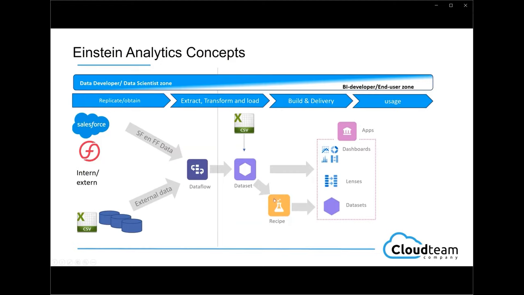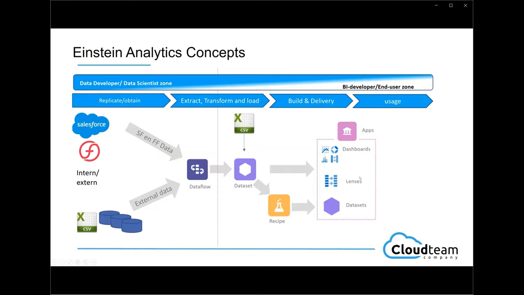Recipes enable end users to create a new data set based on an existing data set you have made. Here, the end users can enrich the data, transform the data by pre-built transformation sets. Once you have a single exploration, that actually becomes the lens. So that's what you see here in the middle. And a collection of all those explorations together is what we call a dashboard.